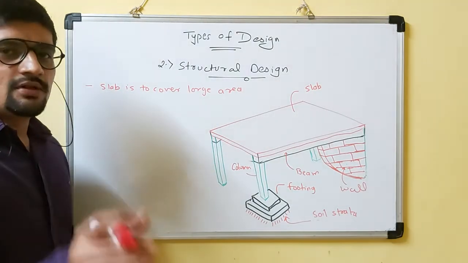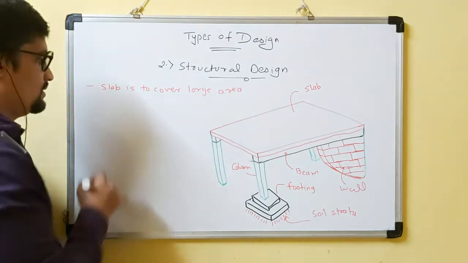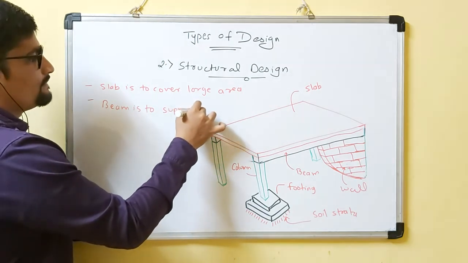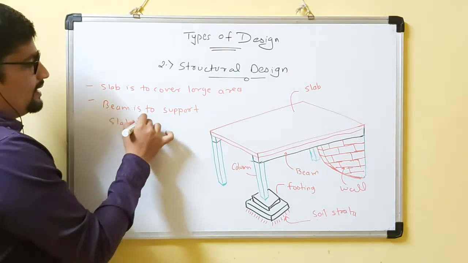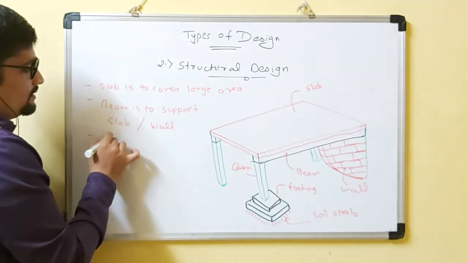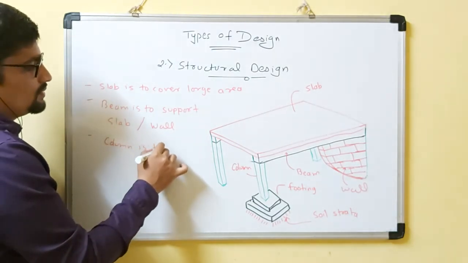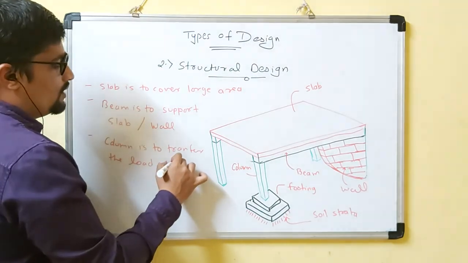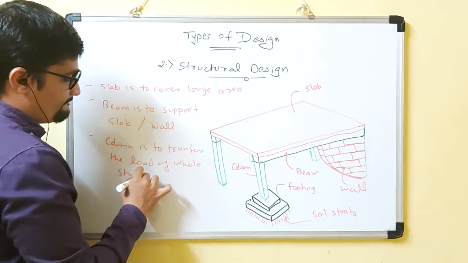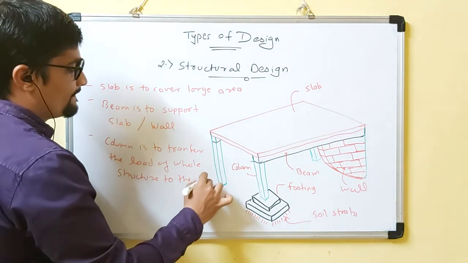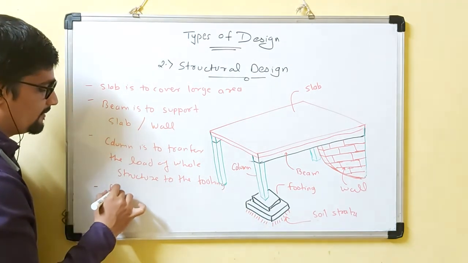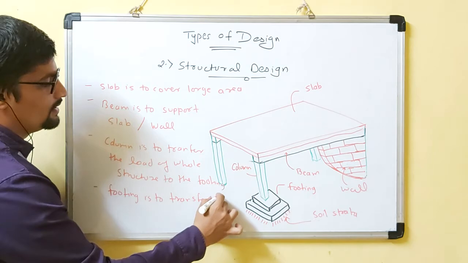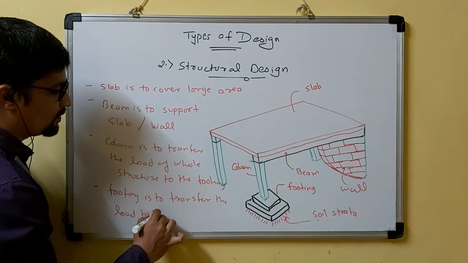The principle of slab is to cover as large an area as possible. The principle of beam is to support slab as well as wall. The principle of column is to transfer the load of the whole structure to the footing. And the principle of footing is to transfer the load to the soil strata.